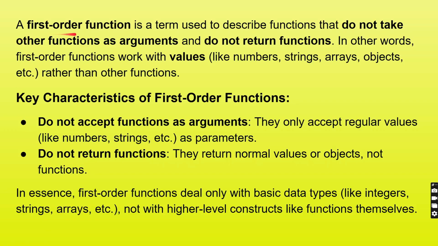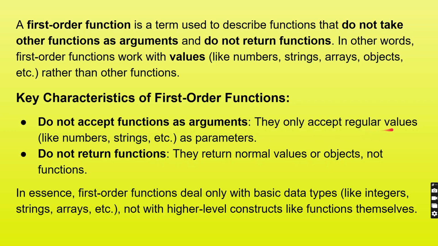A first order function is a term used to describe functions that do not take other functions as arguments and do not return functions. In other words, first order functions work with values like numbers, strings, arrays and objects rather than other functions. Key characteristics of first order functions: do not accept functions as arguments.